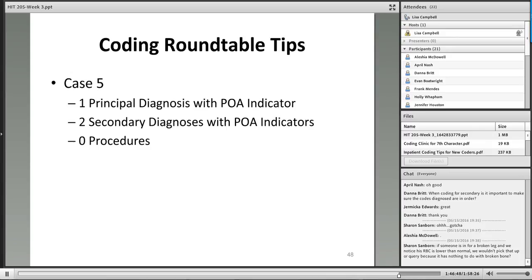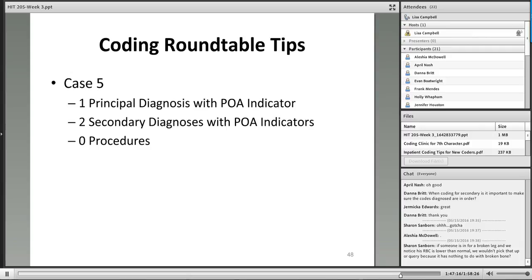So case number 5, the patient has a principal diagnosis of acute and chronic alcoholism. The patient has 2 secondary diagnoses, one of them being a wrist fracture. The second happens to be a Z code for counseling for an alcoholic.